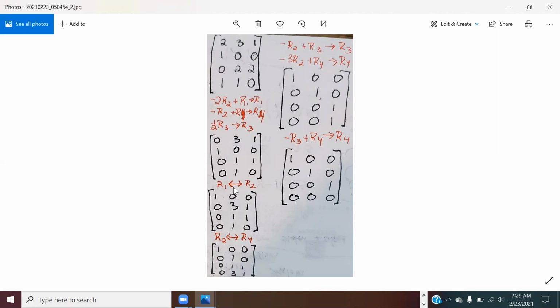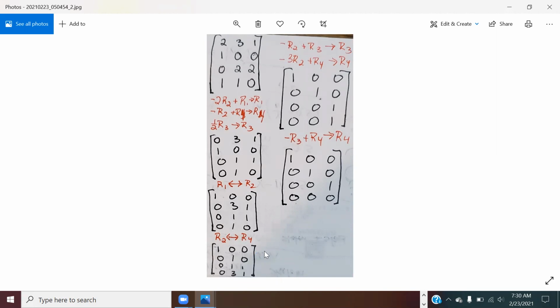Now I'm switching row 1 and row 2, so I got this right here. So now it's looking in the form I need. And instead of dividing by 3 and getting fractions, I'm just going to switch row 2 and row 4. So now I have 1, 0, 0, 0, 1, 0, 0, 1, 1, and 0, 3, 1. We're looking good here. And the next thing I'm going to do is take -2 row 3 plus row 3 is going to become a new row 3.